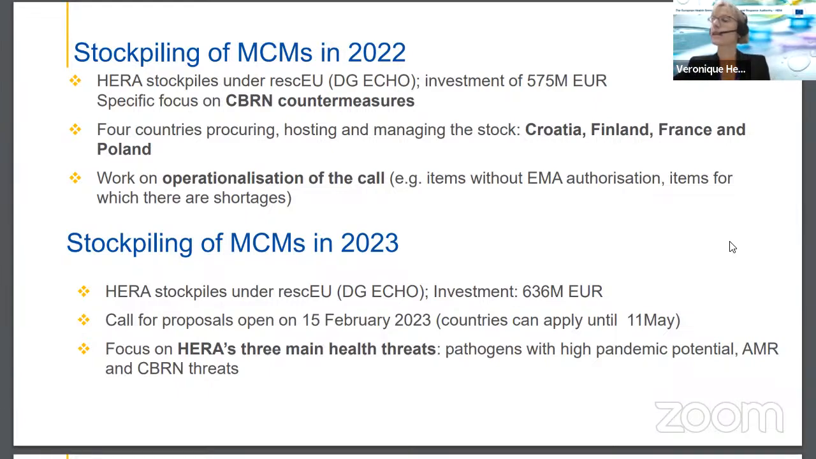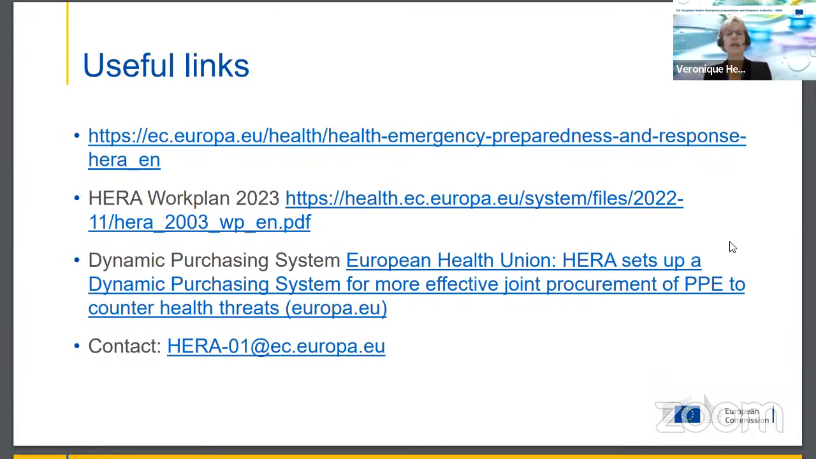In the last slide, I just want to highlight this dynamic purchasing system, which HERA set up last year to address the needs of member states and the Commission in joint procurement of PPEs, personal protective equipment. It enables PPE suppliers wishing to offer products to pre-qualify and register within the system, and the pre-qualification phase will remain open until May 26. It's not in my unit, so I'm not the expert on it, but I put the link in the presentation. So if you are interested, you could contact them. Thank you.